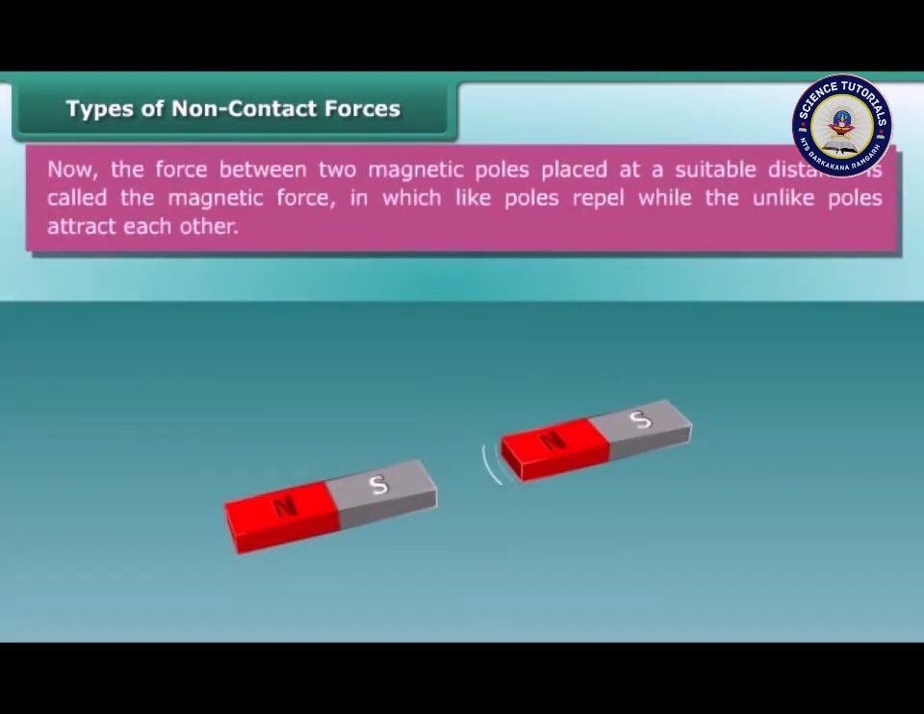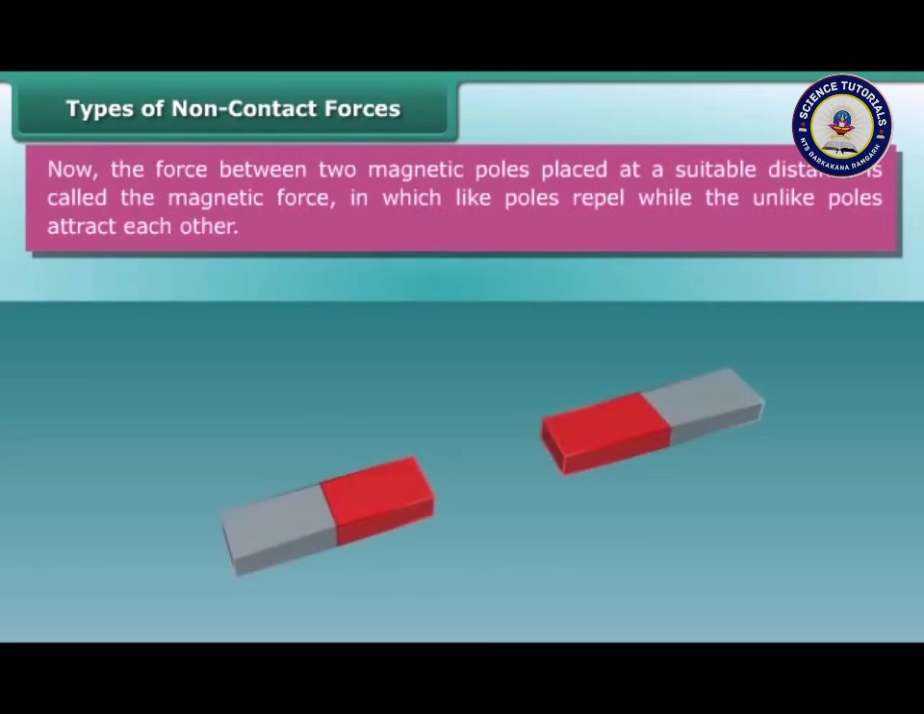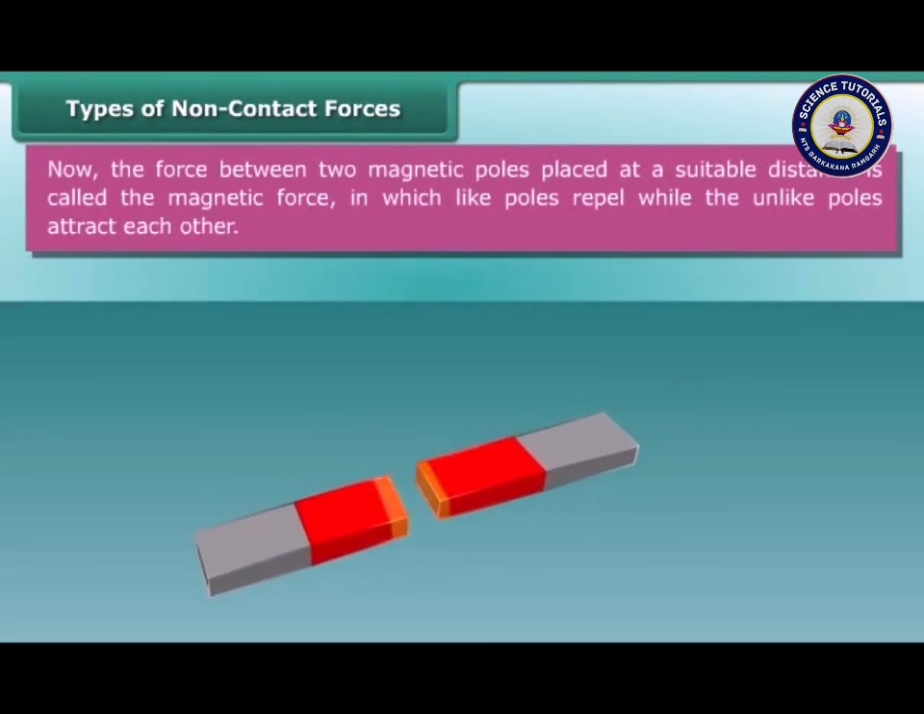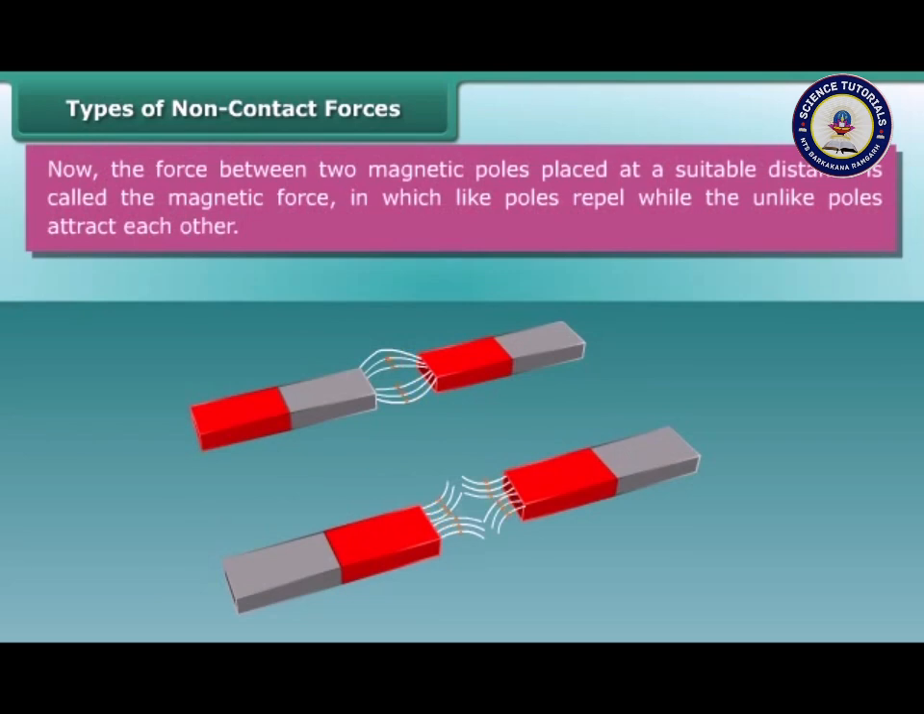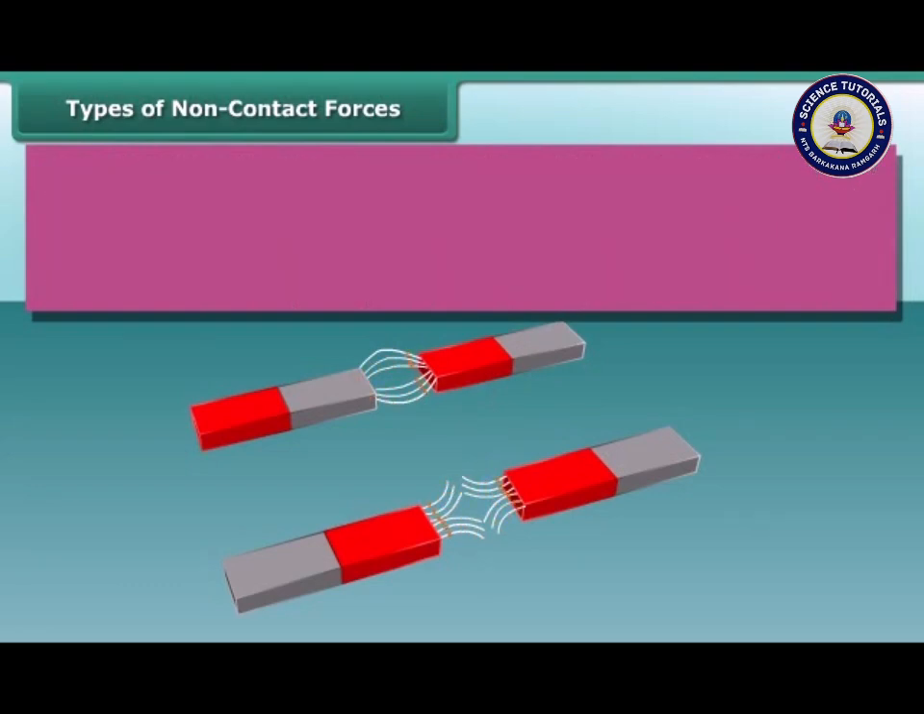Now, the force between two magnetic poles placed at a suitable distance is called the magnetic force, in which like poles repel, while the unlike poles attract each other. A magnet can exert a force on another magnet without being in contact with it. So, the force exerted by a magnet is also an example of non-contact force.